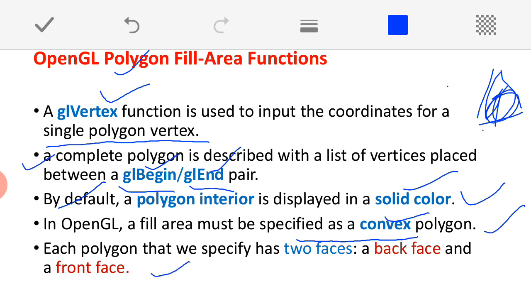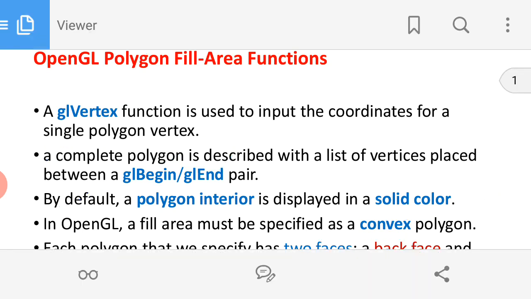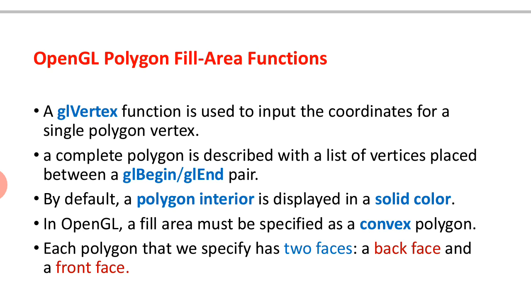And the very last point is, each polygon that we specify always has two faces. Every polygon has a back face and a front face. While displaying any object with these polygons, we cannot display both faces at a time. Whatever the face is with respect to the viewer direction, I have to decide whether the front face of the polygon is to be displayed or the back face of the polygon is to be displayed. Now, in the next slide we will clarify all these points one by one.